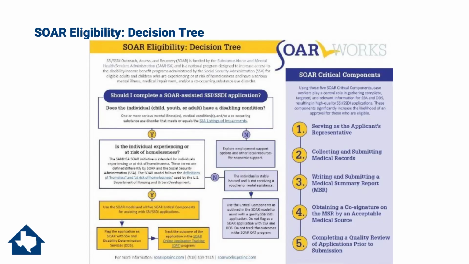Step 4 then is obtaining co-signature on the MSR by an accredited medical source. This is encouraged but not required. So if it's a physical health disability, a physical health doctor should review it. If they agree and concur with what the SOAR caseworker has written, they may sign it, and then it goes to what's called a clinical opinion. It has a little bit more weight than just having a SOAR caseworker signature on it.